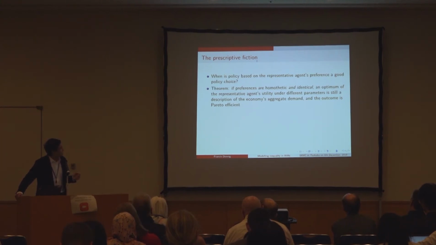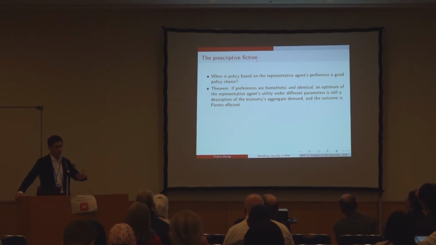But also, now the preferences have to be identical. Previously, preferences could be homothetic, but different individuals at different income groups could have different homothetic preferences. If you want to use it to claim some kind of normative result, you need preferences to be homothetic and identical across the entire income distribution. If that's the case, then the optimum of the representative agent's utility will accurately describe aggregate demand, but it will also be accurate once different policy parameters have changed the economy, and that's why we need identical preferences.